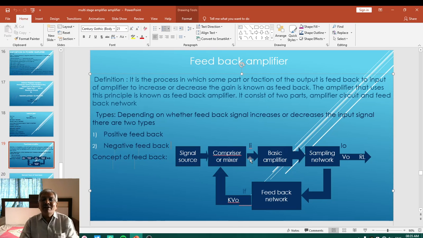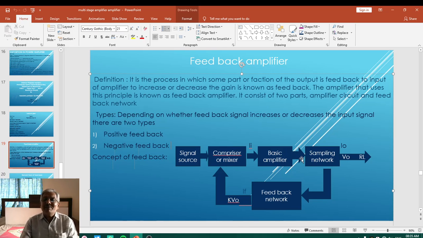Output of mixer or comparator is given to the basic amplifier. Friends, this is the basic amplifier, represented in the form of a block diagram. This basic amplifier may be an amplifier in common emitter configuration, common base configuration, or common collector configuration. Any type of amplifier one may consider, here we are considering it as a basic amplifier. And this is the amplifier that is used to increase the gain of the input signal by its standard definition, which you have studied in the last topic.